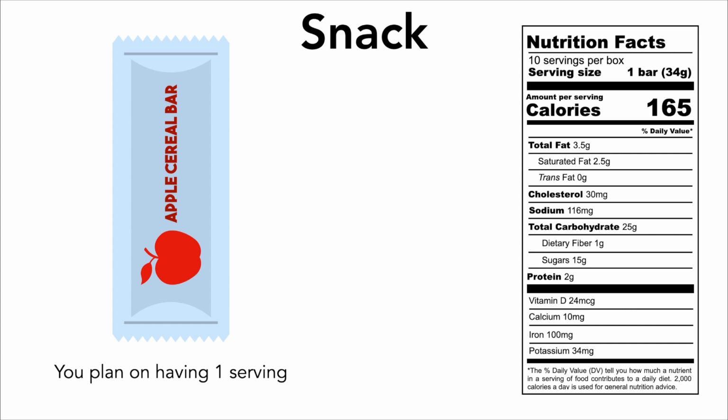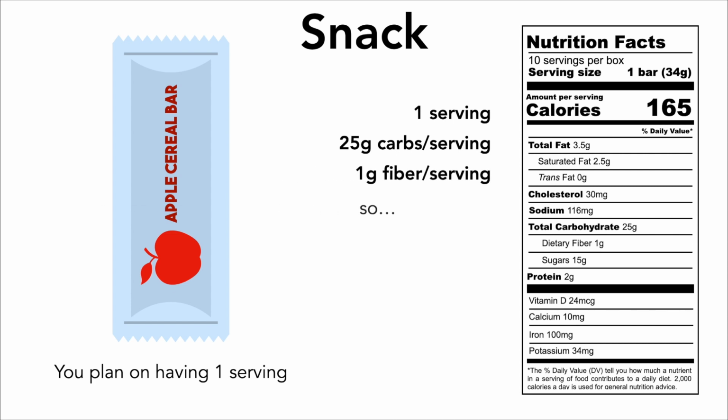Okay, here we go. Since we're just having one serving, we can see that there are 25 grams of carbs per serving and 1 gram of fiber. So, we take the carbs and subtract the fiber, and we have 24 grams of net carbohydrates.